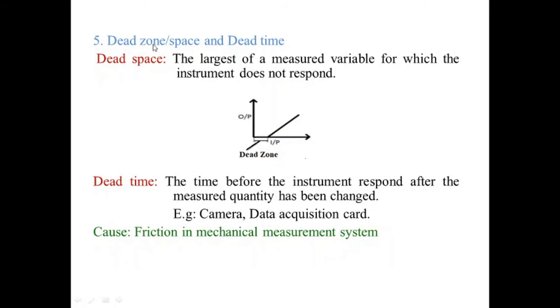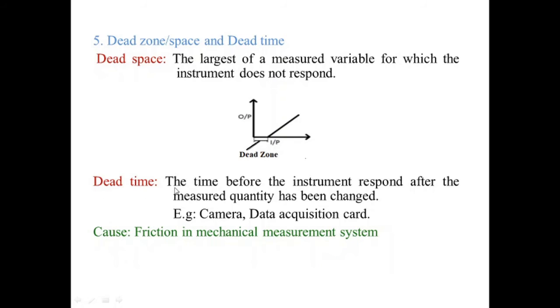So the next one is the dead zone or dead space and dead time. The dead zone or dead space is the largest change of a measured variable to which the instrument does not respond. For example, here you can see the graph with the output on the y-axis and the input on the x-axis. Even though the input changes from 0 to this point, there is no change in the output. So that space we call the dead space or the dead zone.